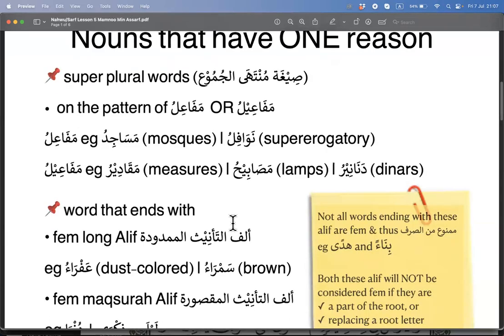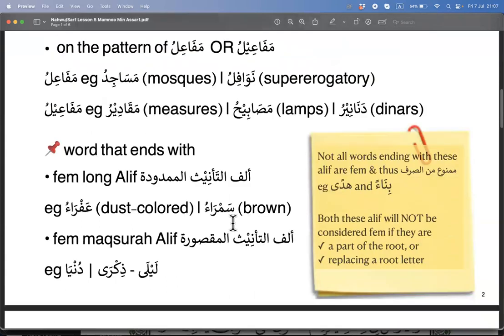The second type of word is a word that ends with a feminine long alif. The Arabic is alif ta'nith mamdudah. So we're talking about a long alif, meaning this alif and hamzah at the end. Because when you have an alif like this and a hamzah at the end, it becomes 4 counts, right? In the Quran, for example, it becomes mat, right? So that's why it is a feminine long alif.